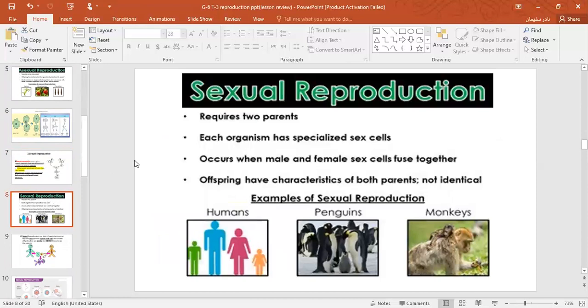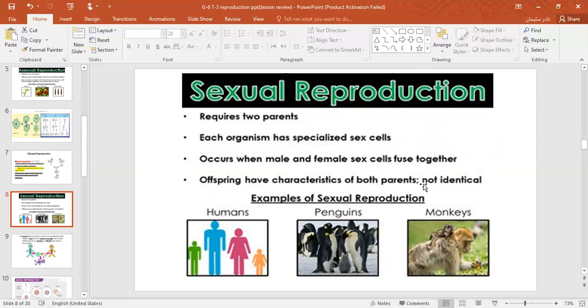Sexual reproduction requires two parents. Each organism has specialized sex cells. The male sex cell is the sperm, and the female sex cell is the egg. It occurs when the male and female sex cells fuse together, and when they fuse together, we name this process fertilization. Offspring have characteristics of both parents. Why? Because offspring take 50% of the DNA from the dad and 50% from the mom.